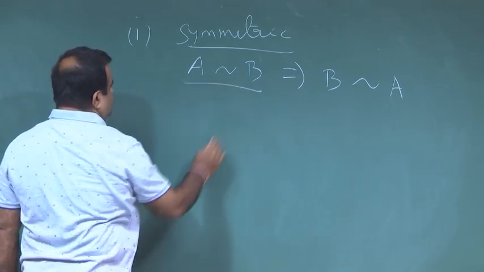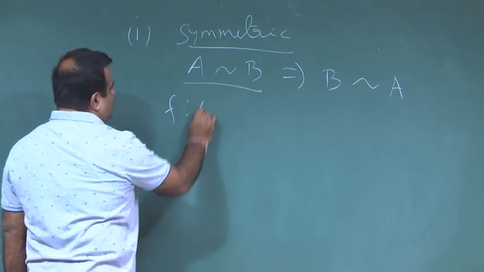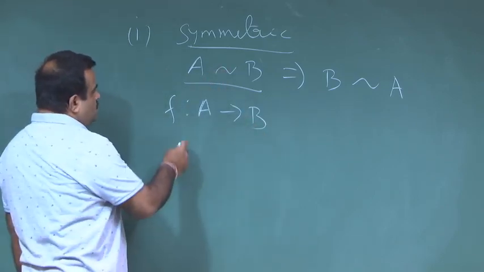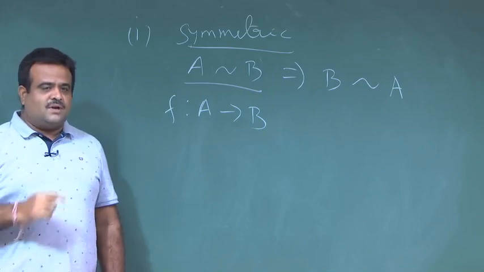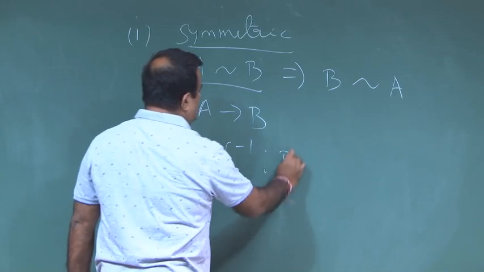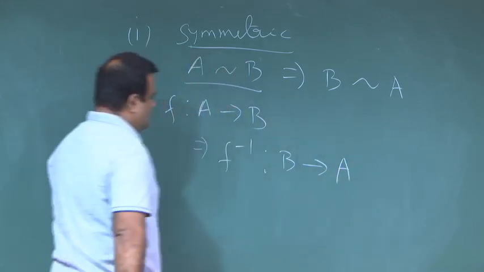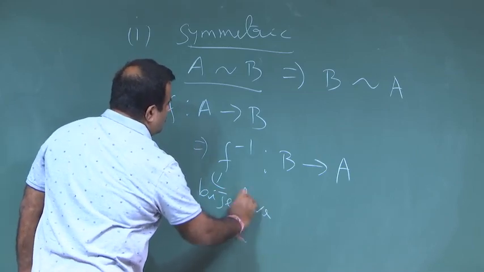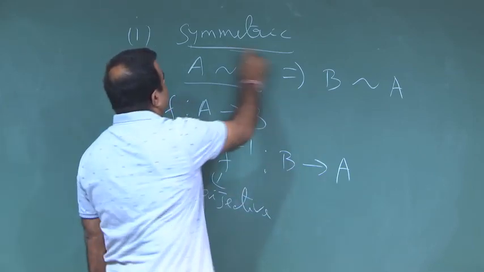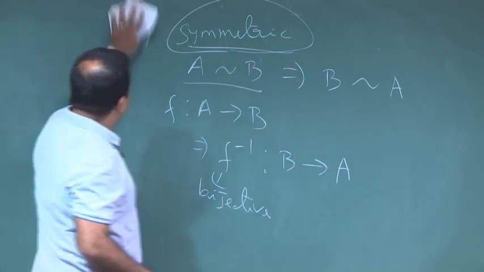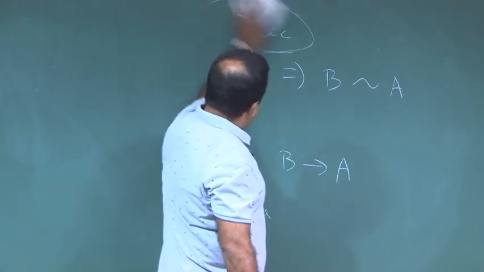Now, what is the meaning of this? It means there exists a bijective function f from A to B, then only they are equipotent. So, we know if f is a bijective mapping, then f inverse exists. F inverse is from B to A, and this is also bijective. So, that means this is symmetric. Okay. Now, if this is symmetric, then we can show whether the transitive property is satisfied or not.